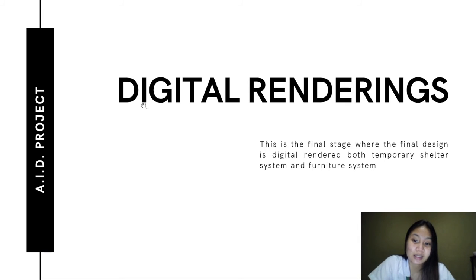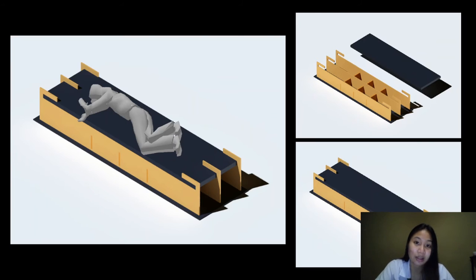Digital renderings. This is the final stage where the final design is digitally rendered, both temporary shelter system and furniture system. So all our furnishing systems are rendered through AutoCAD. And this is the rendered bed. So as you can see, these are the panels that make the bed sturdy and durable. It can also become a long bench whenever the user wants to sit.